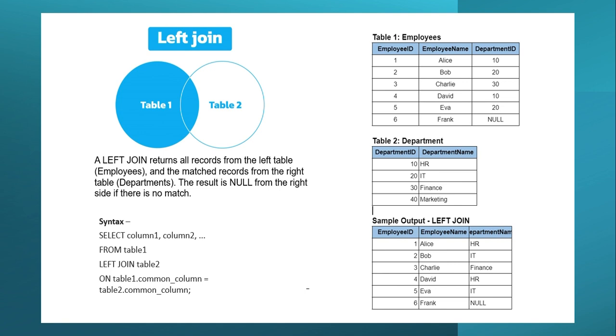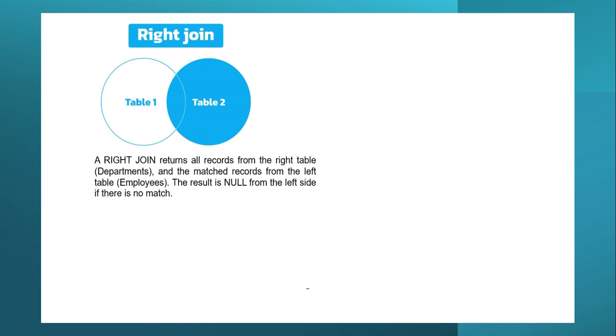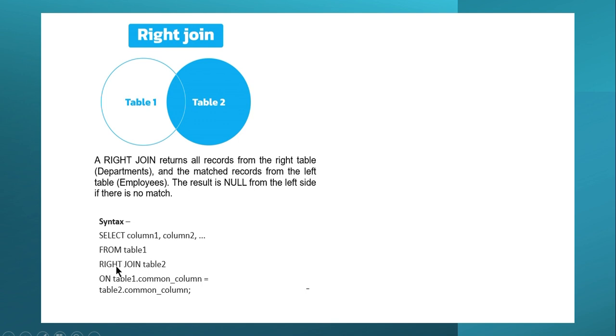Let's now get straight into the right join. So in the right join, it returns all the records from the right table and the matched records from the left table, and the result is null from the left side if there is no match. Let's now take a look at the syntax of the right join. So the syntax is again very similar. We have just replaced it with the right join based on our join type.